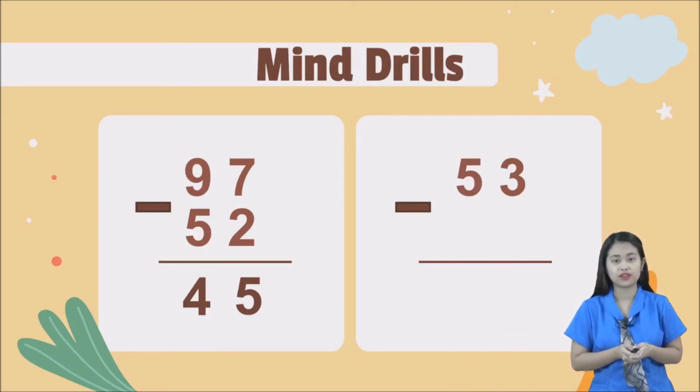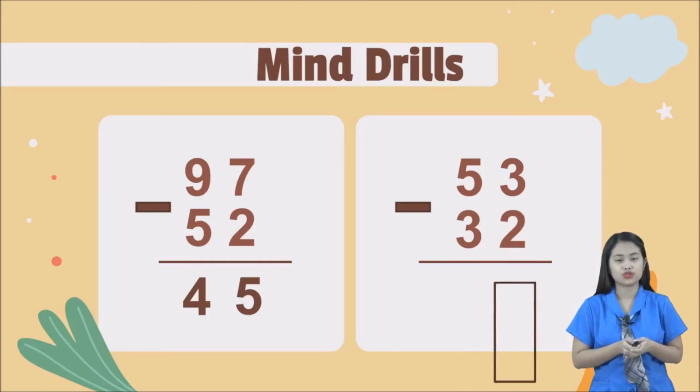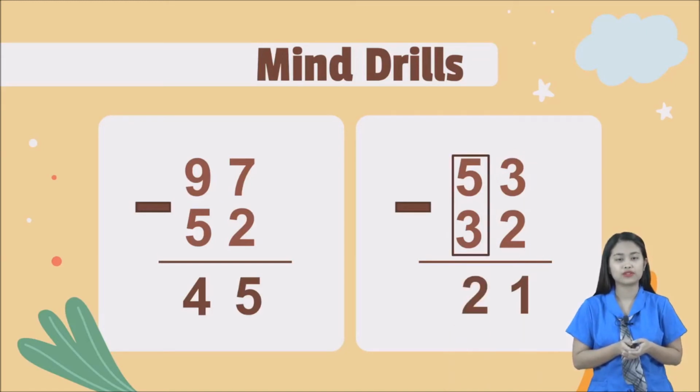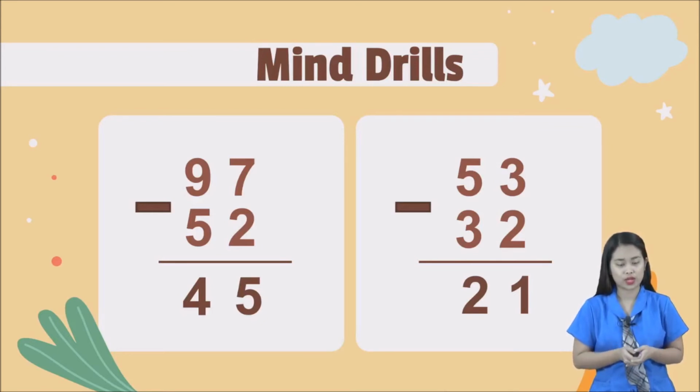Next, we have the givens 53 and 32. So, ones place value, 3 minus 2, we have 1. And 5 minus 3 is equals to 2. And we have the answer as 21.